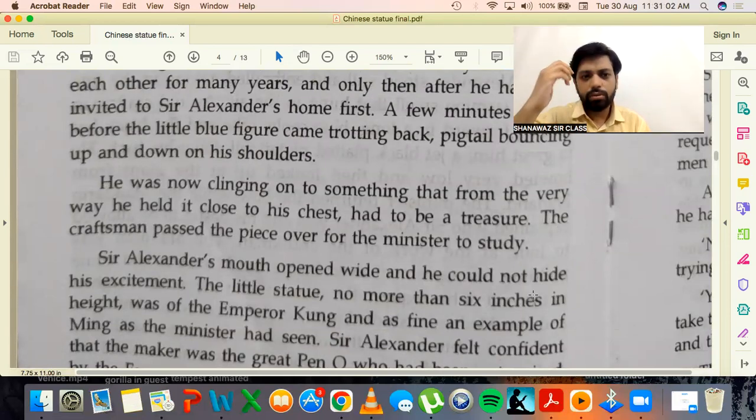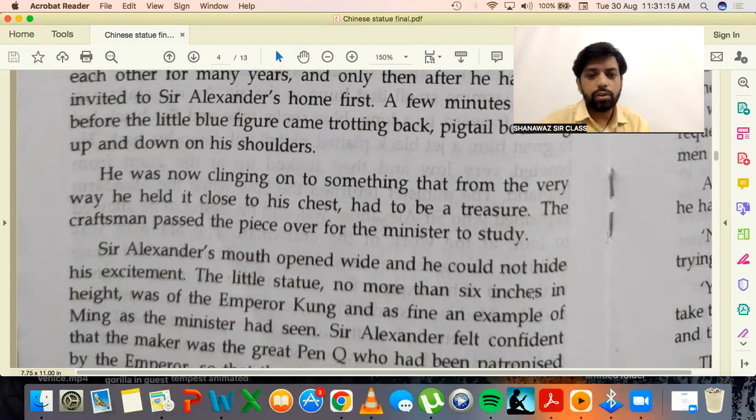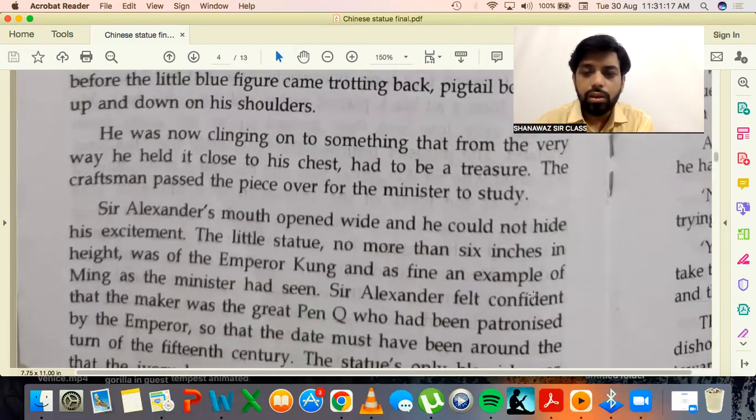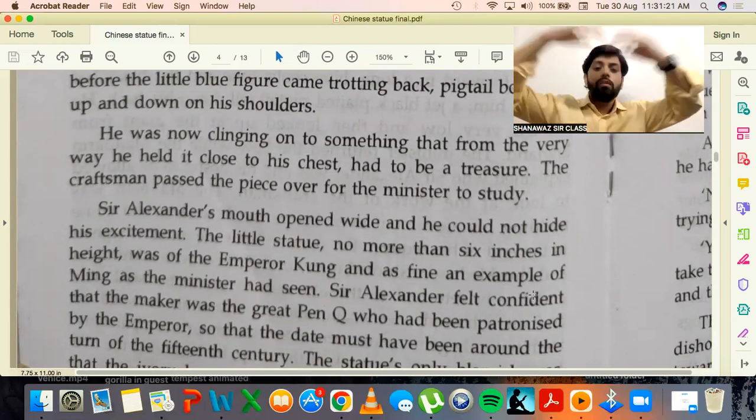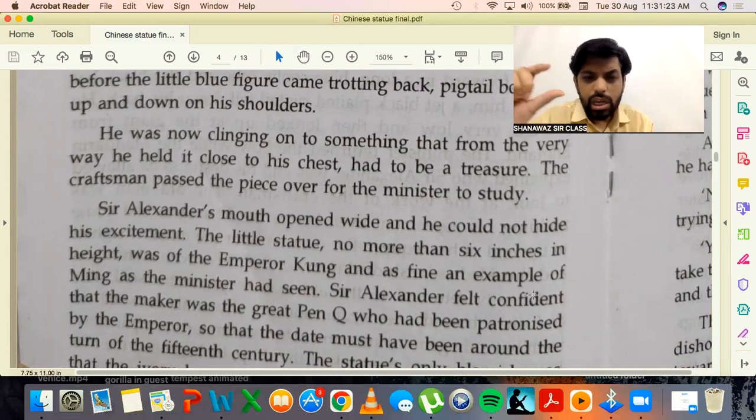So this Chinese man gave it to Alexander Heathcote, saying look at this. Sir Alexander Heathcote's eyes opened wide and he could not hide his excitement. He was really surprised and happy that this man had brought him into a special chamber and was showing him his family heirloom. The statue was of an emperor. It was a perfect example of the Ming dynasty, a perfect art and craft example.